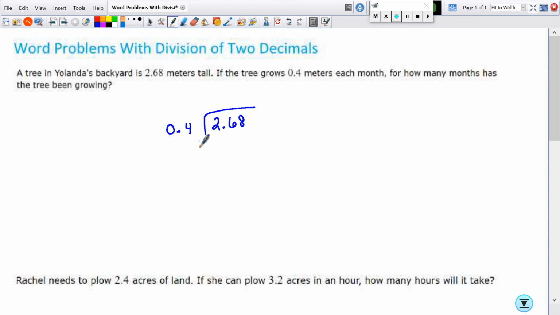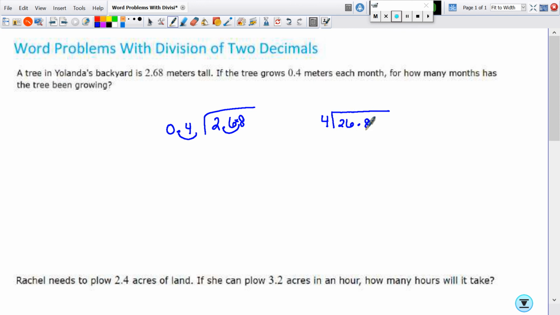However, there's a problem. You can't have a decimal outside. So we have to move this decimal to the very end and call this a 4. However, when you do that, we moved it one number to the right, so we've got to move the decimal inside one number to the right. So I'm going to call this 26.8.